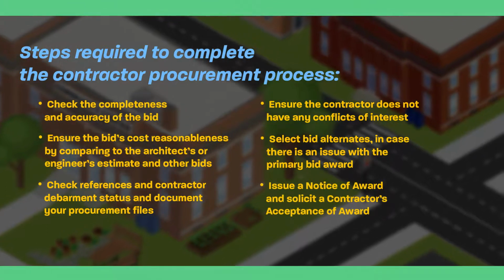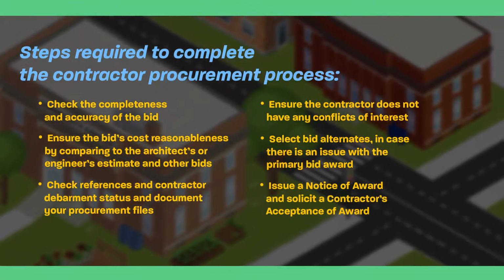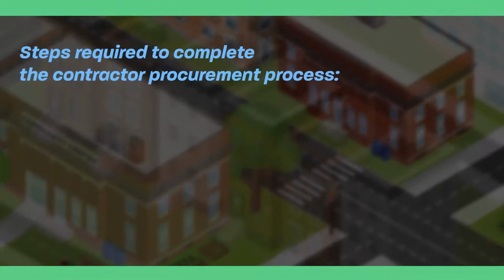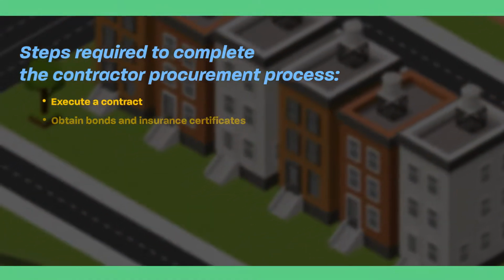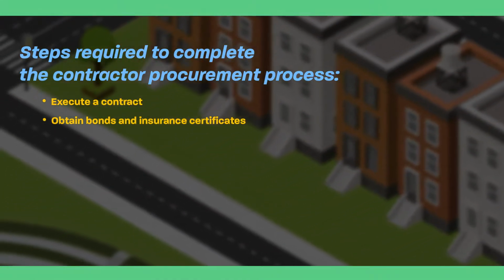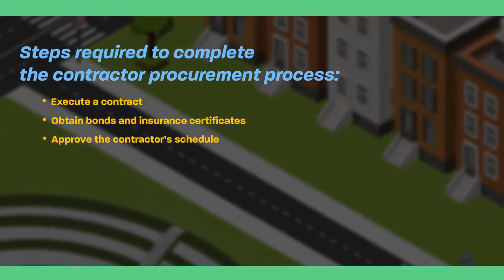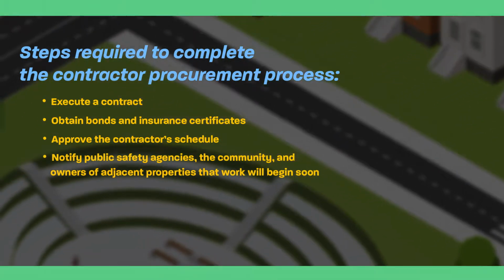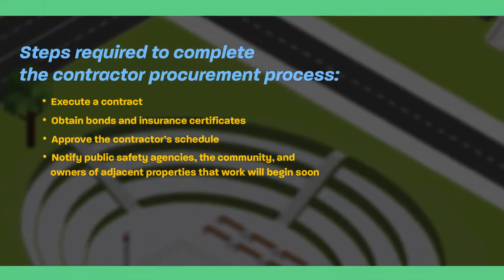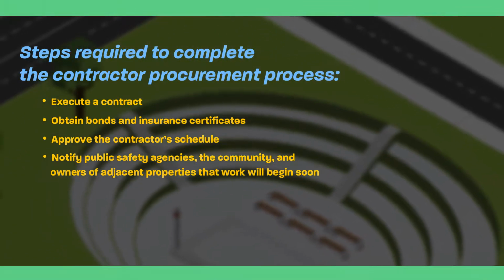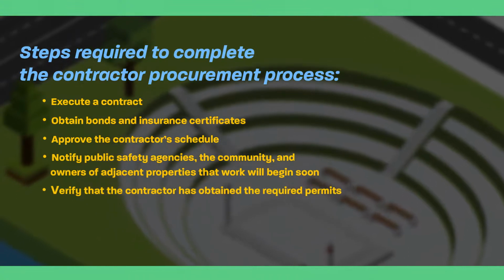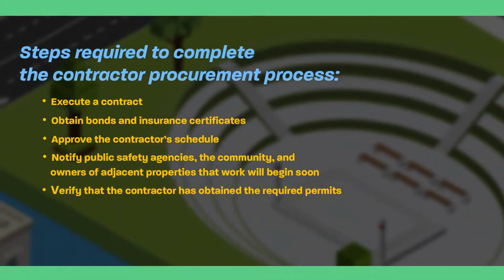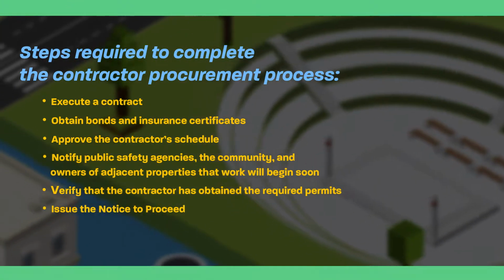Issue a notice of award and solicit a contractor's acceptance of award. Execute a contract. Obtain bonds and insurance certificates. Approve the contractor's schedule. Notify public safety agencies, the community, and owners of adjacent properties that work will begin soon. Verify that the contractor has obtained the required permits, and issue the notice to proceed.